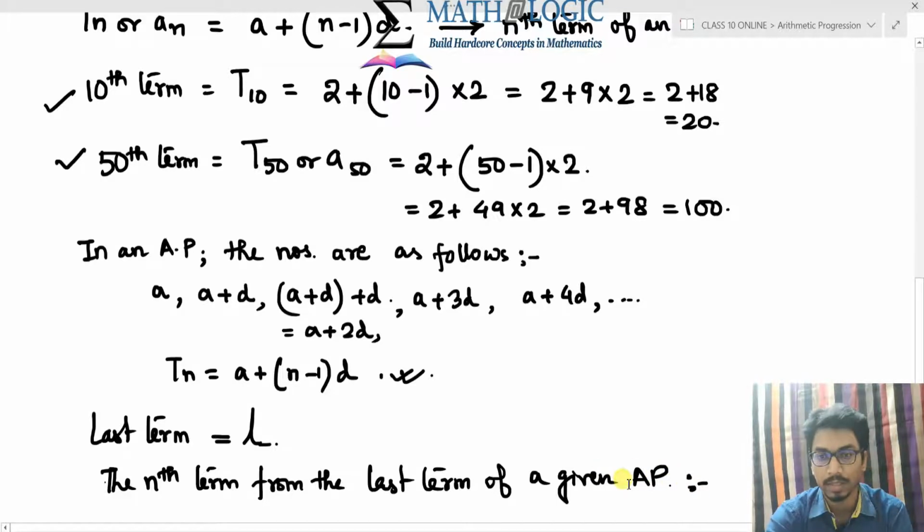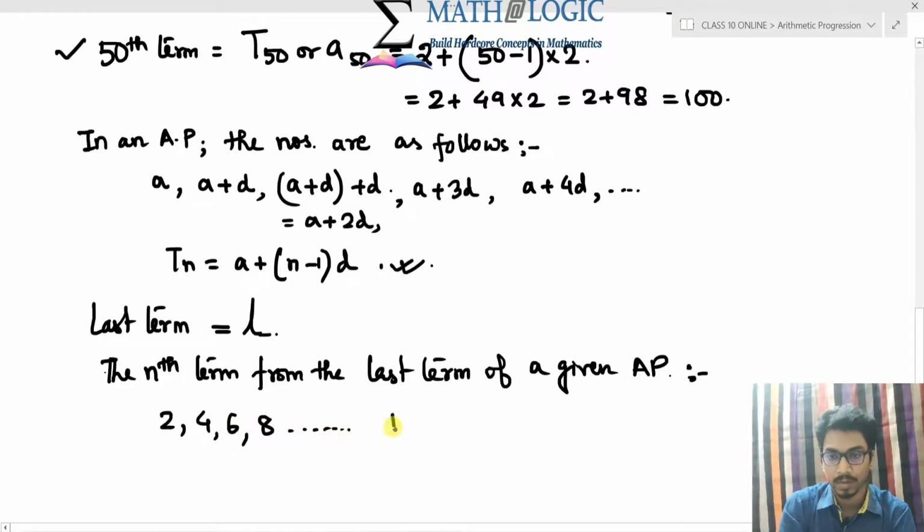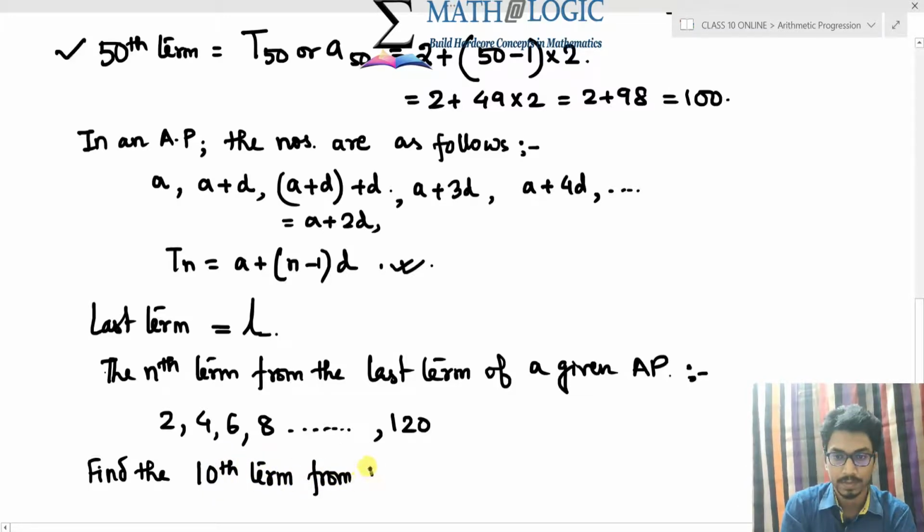Let me give you an example in which the last term will be given. Let's say 2, 4, 6, 8 and so on, 120. This 120 is the last term. So if we are asked the question like this, find the 10th term from the last.